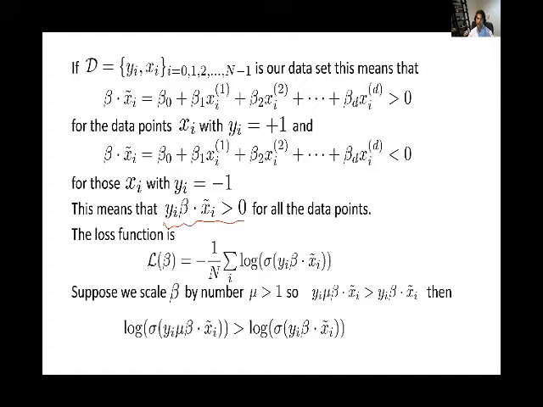Yeah, so what you have is that if it is separable, you have this condition for all data points. Oh, I see. You only have that if it's separable. If it's not separable, then you will have some where this is positive, but you also have some where it's negative. Correct. Oh, I see. Okay. So that will change things.